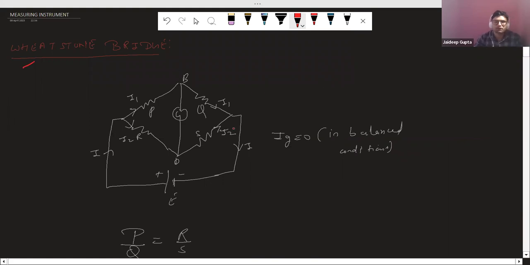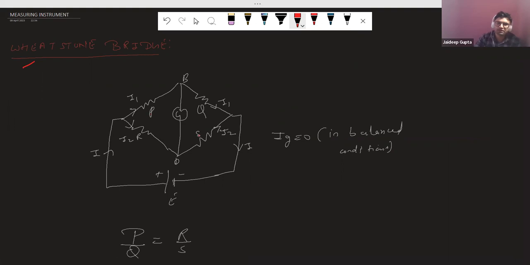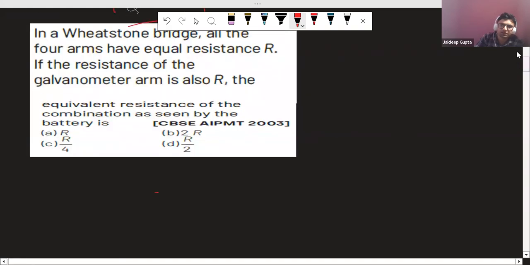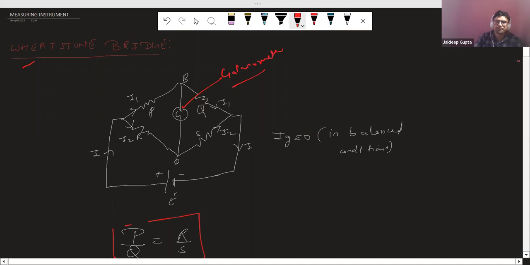What is Wheatstone bridge? Let four resistances be connected. G is the galvanometer. In balance situation, if there is no current, no deflection in the galvanometer, then this condition holds: P over Q equals R over S. This is Wheatstone bridge. Basically, it is a method to find out the unknown resistance.